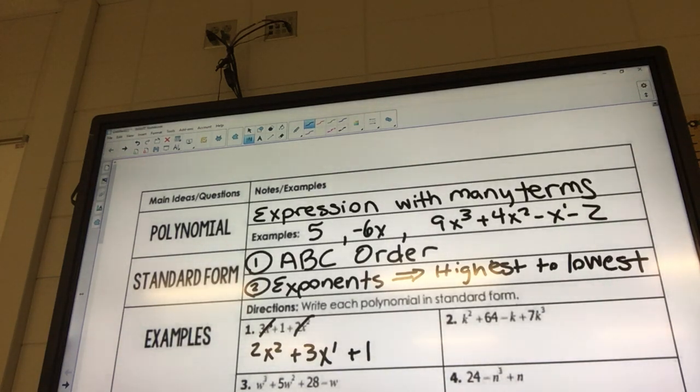It's a given that it's a 1, but if you don't know that it's a 1, then you need to put it.